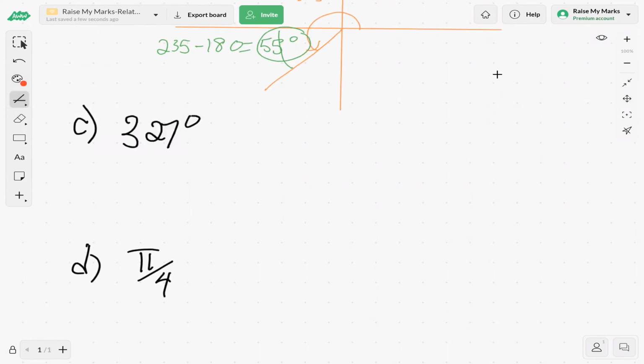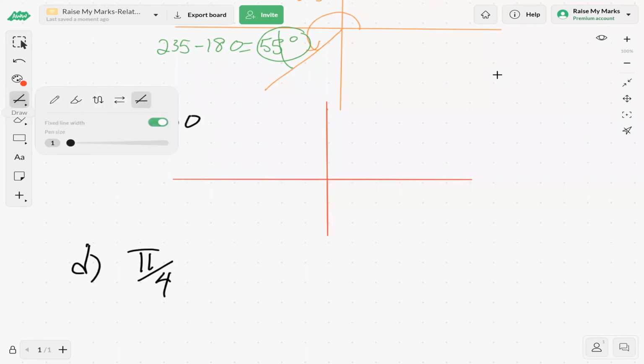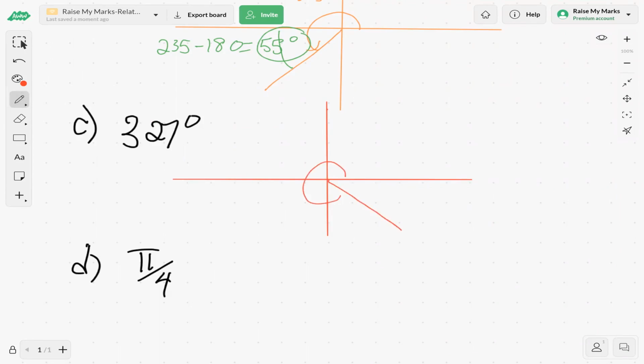All right, so again, let's graph. It's always best to graph. And 327 degrees is in the fourth quadrant. All right, now we need to find the related acute angle, which is this angle with the terminal arm and the horizontal. So how do we find that angle? 360 minus 327, and that equals 33 degrees. That's our related acute angle.